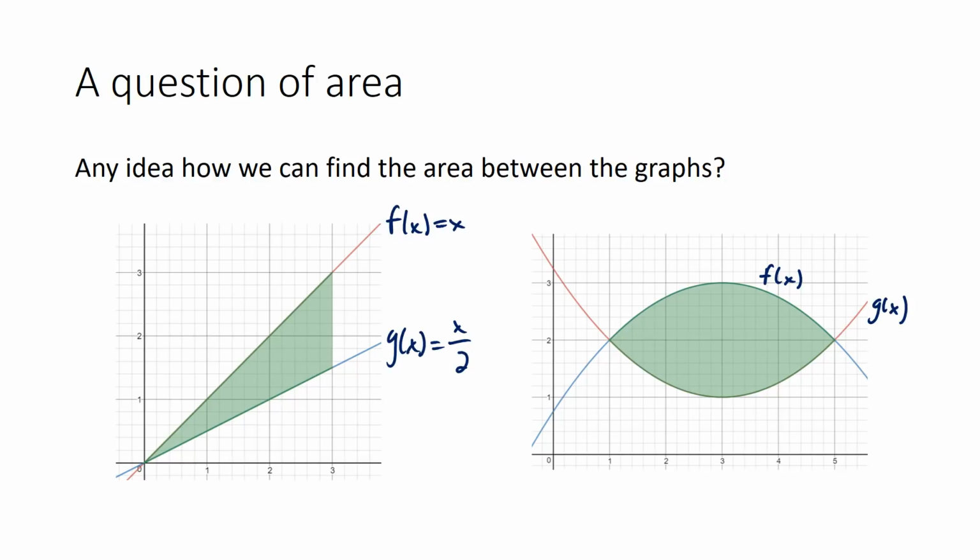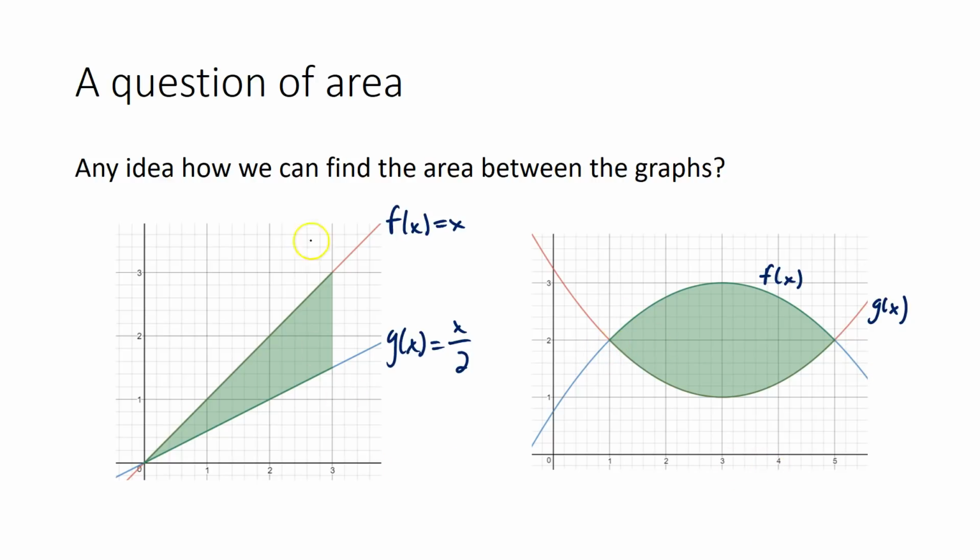All right, so for the first one, I think you could do this using geometry, right? You could find the area of the big triangle for the red graph, f of x, and subtract the area of the smaller triangle here. That wouldn't be too bad to do. This one, we can't really do that, right? But I think we can use integrals.